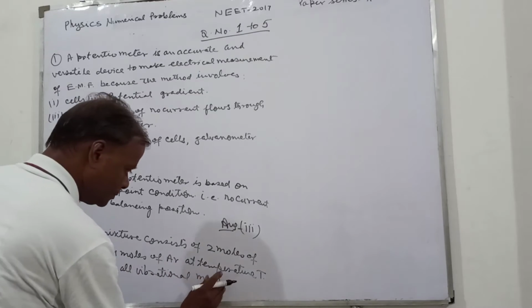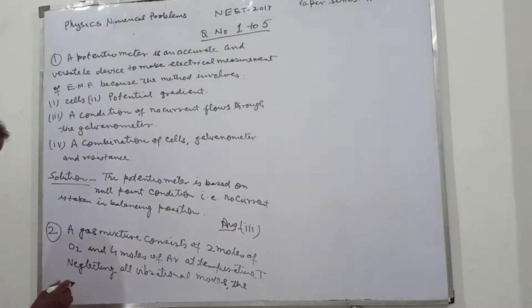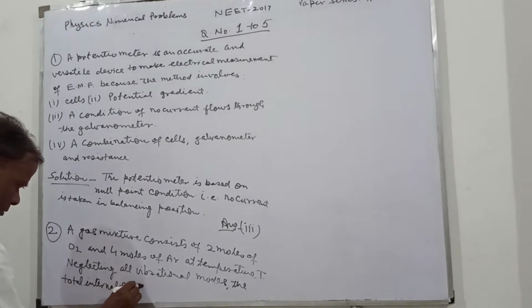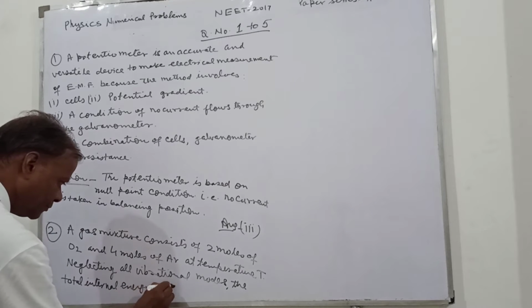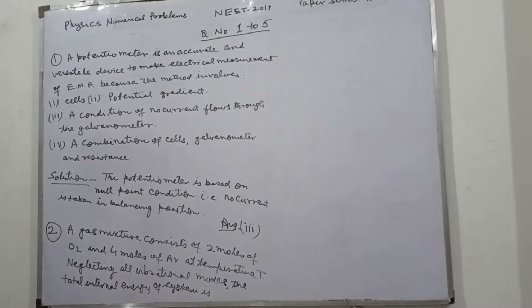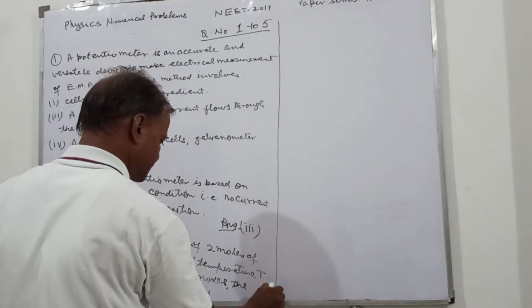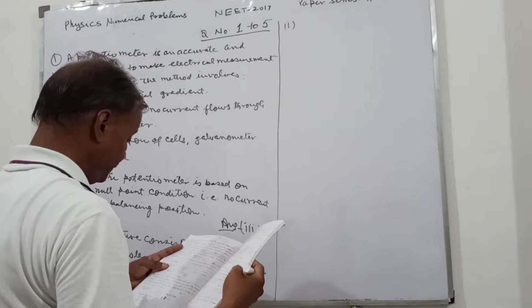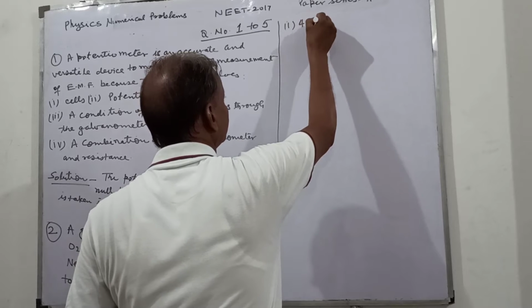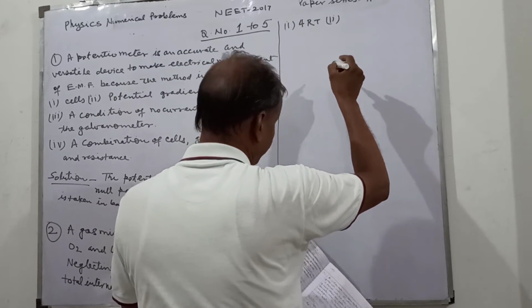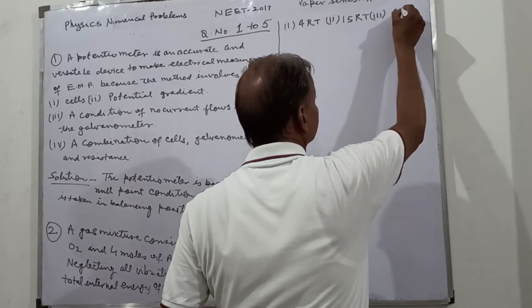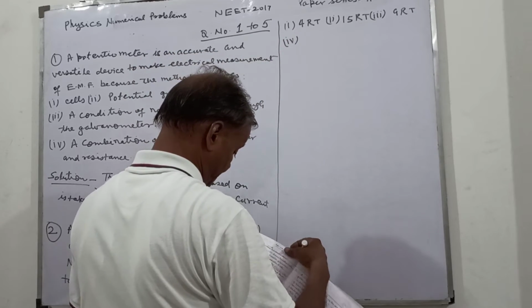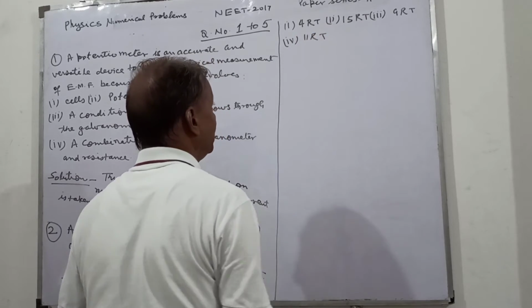The total internal energy of the system is. Now the options. First option is 4 RT, second is 15 RT, third is 9 RT, and fourth is 11 RT.